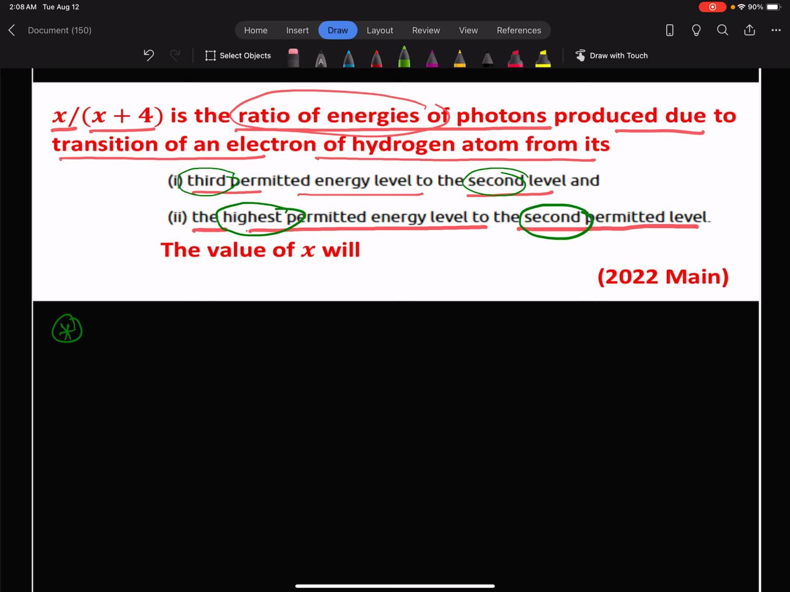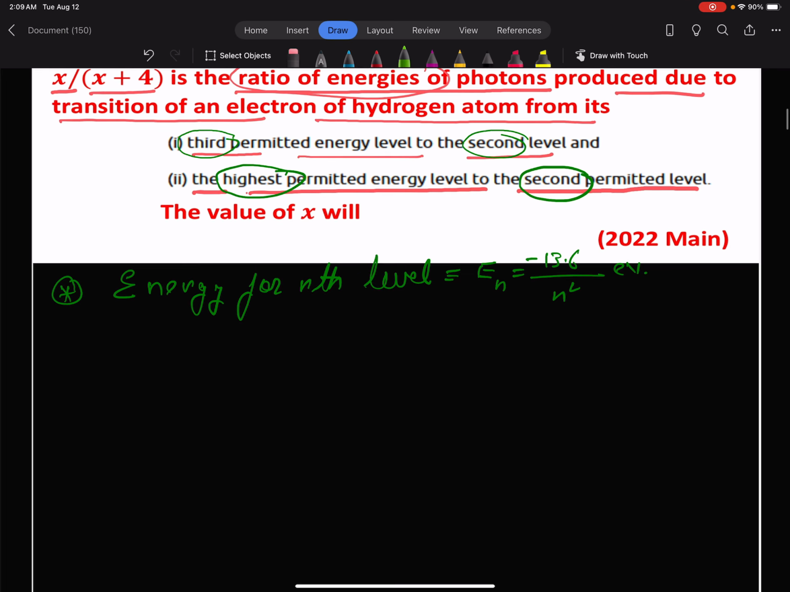So we can say the energy for the nth level we know is given as E of n, which is equal to minus 13.6 upon n square electron volt, and the transition, in general, let us write that the transition is from initial state Ni to the final state Nf.